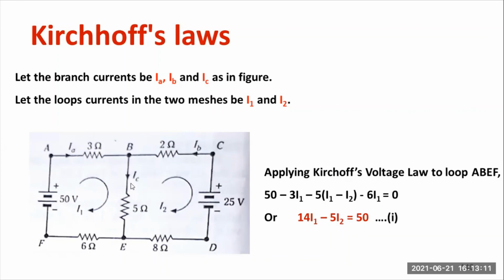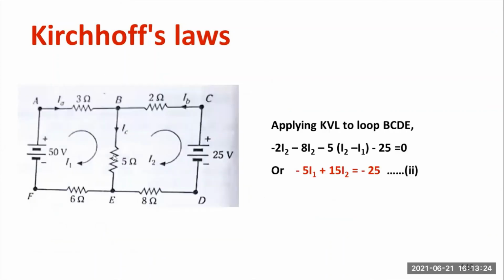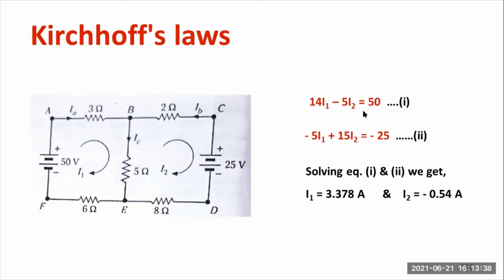While taking the current flowing through the 5 ohm resistor, you have to take care when calculating the voltage drop. For loop 1, it will be 5 into (I1 minus I2), and the rest of the things are the same. Similarly, for the second loop, the voltage drop across the 5 ohm is 5 into (I2 minus I1). Then I'll get the second equation. You can solve these two equations using Cramer's rule.